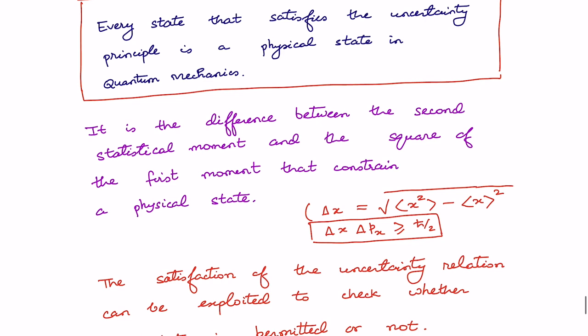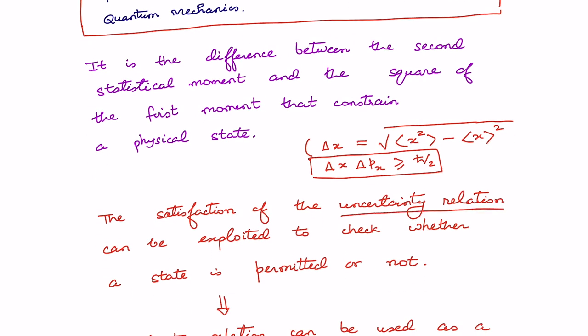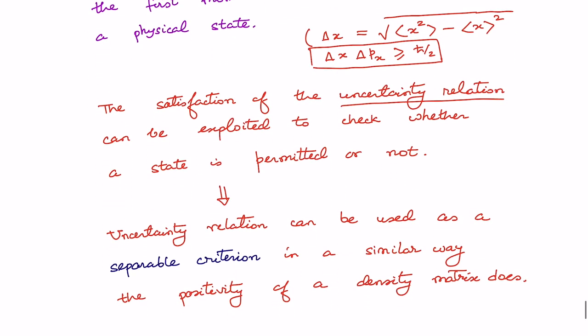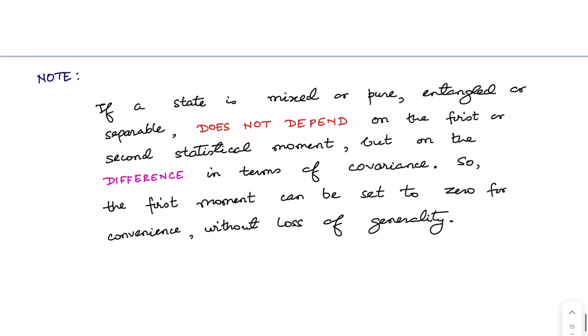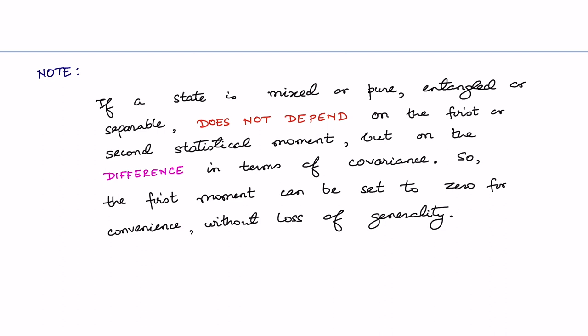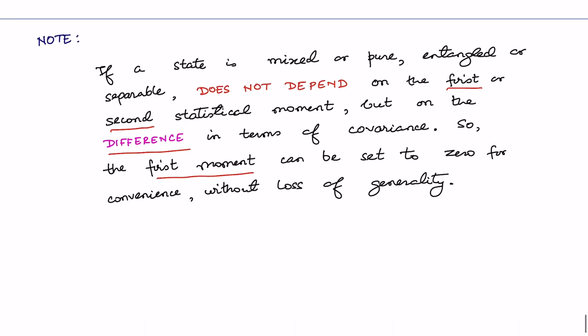This is the usual or popular form of the uncertainty relation. In fact, the satisfaction of the uncertainty relation can be exploited to check whether a state is permitted or not, and used as a separability criterion in a similar way the positivity of a density matrix does. Moreover, one important point to note is that whether a state is mixed or pure, entangled or separable, does not depend on the first and second statistical moments. Rather, it depends on the difference, in terms of the covariance. So the first moment can be set to zero for convenience without loss of generality. I can always set the expectation value of xi to be equal to zero.